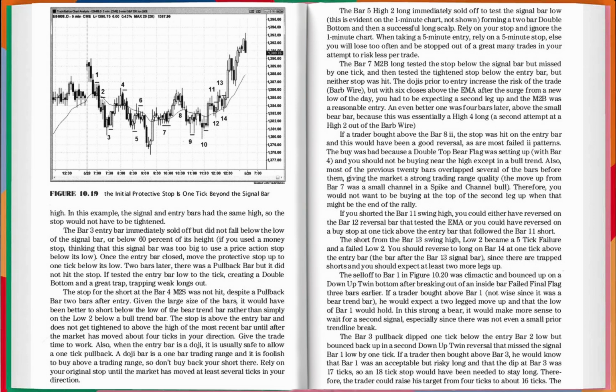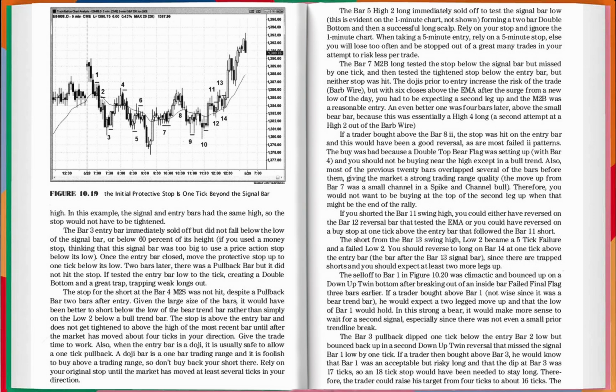The dojis prior to entry increased the risk of the trade, barbed wire, but with 6 closes above the EMA after the surge from a new low of the day, you had to be expecting a second leg up, and the M2B was a reasonable entry. An even better one was 4 bars later, above the small bear bar, because this was essentially a high 4 long, a second attempt at a high 2 out of the barbed wire.